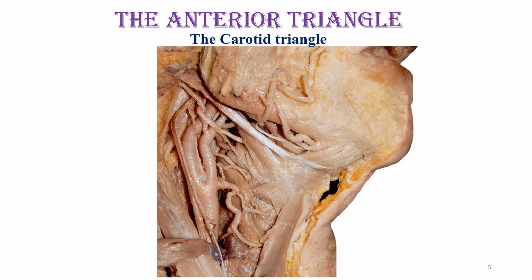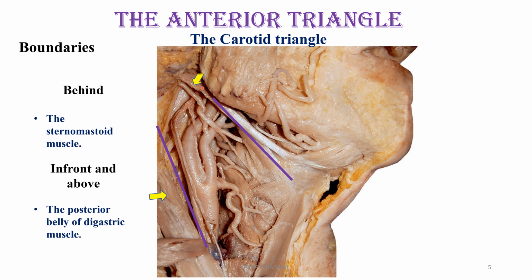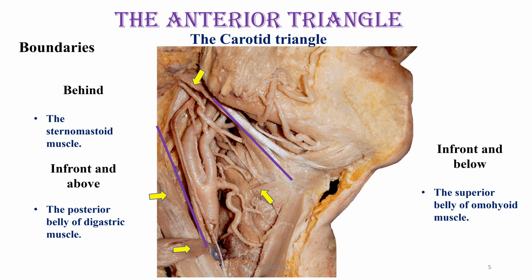Now let's start with the carotid triangle. The boundaries are: behind will be the anterior border of the sternocleidomastoid muscle. In front and above will be the posterior belly of the digastric, that muscle here. In front and below is the superior belly of omohyoid. These are the two parts of that reflected muscle here, the superior belly of the omohyoid. Those are the boundaries of this large carotid triangle.